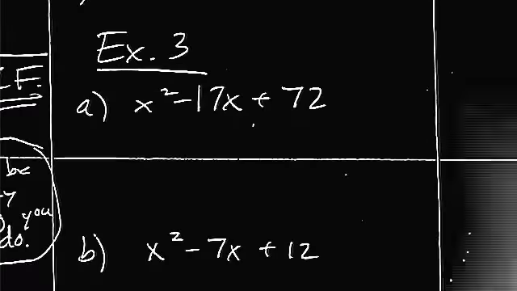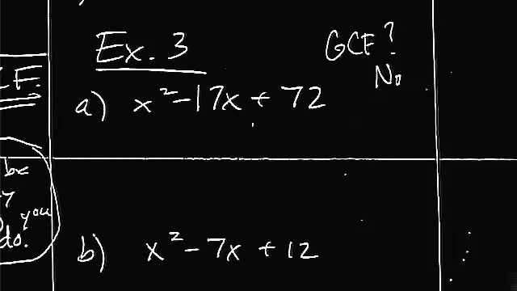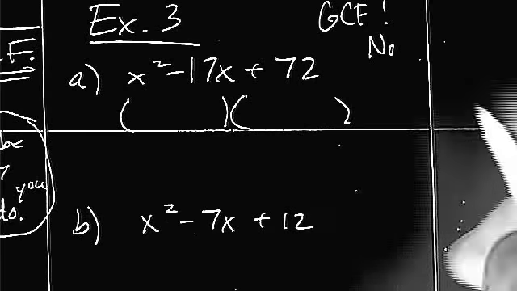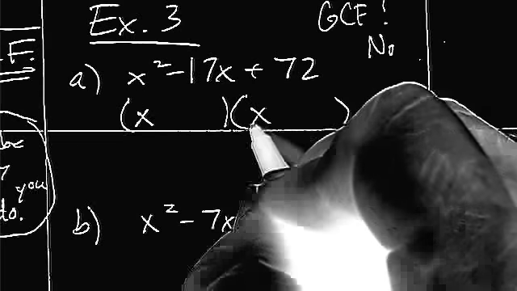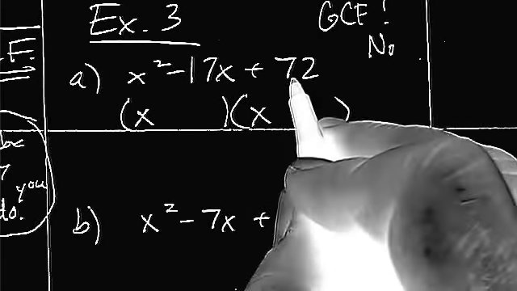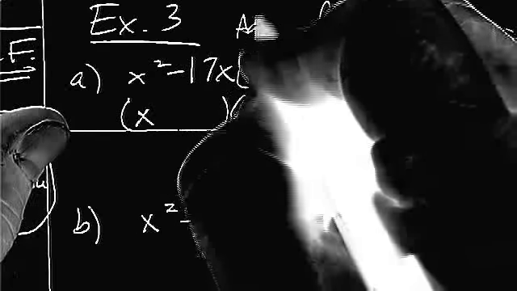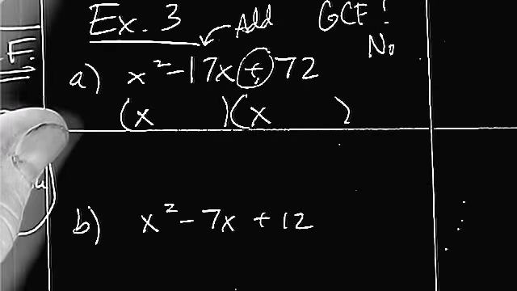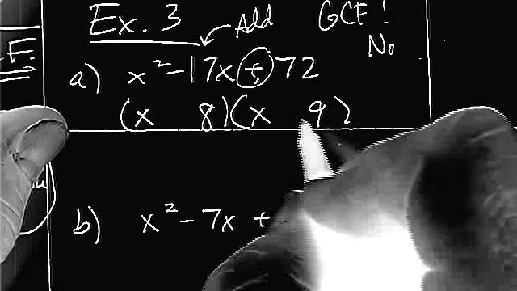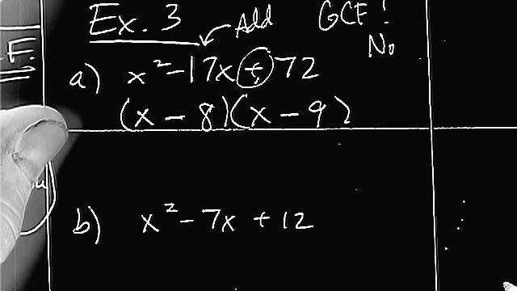In example 3, first thing I'm going to ask: GCF? And the answer is no, so I don't have to worry about that. I'm going to continue the process of factoring. The only way we're going to get x squared is x times x. There are several ways to get 72, but we want the two things to add up to negative 17. So 8 and 9 multiply together to give me 72, and if they were both minuses, they would add up to negative 17.